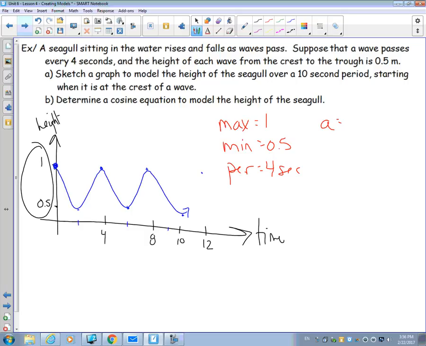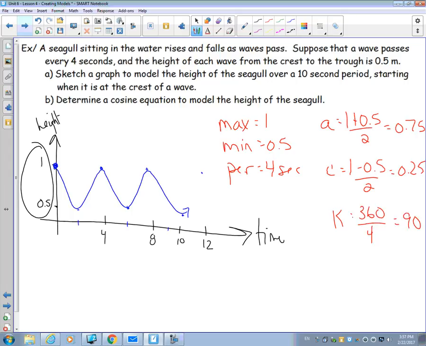My A is my max minus my min divided by 2, 0.25. My C is my max plus my min divided by 2, 0.75. My K is 360 over the period, which is 90. Cosine curve is supposed to start first point at the maximum. Hey, mine does that. I have a perfect cosine curve. So no translation.